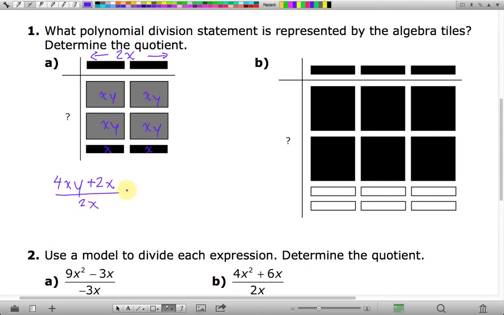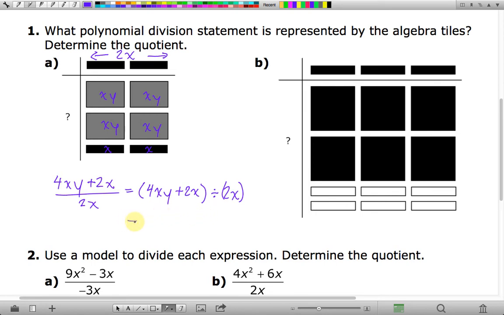Now you could write this a different way. You could write this as brackets 4xy plus 2x, with the divided by symbol this way, 2x. But then you definitely want to use brackets to make it understood that you're, for instance, not just dividing by 2, but you're dividing by 2x. And it's the entire expression here that's being divided by 2x, not just the last term, for instance.